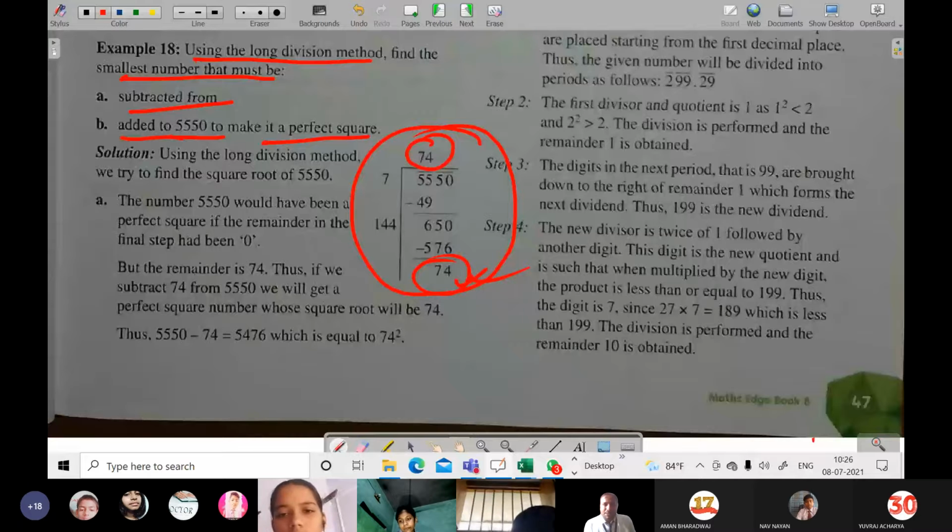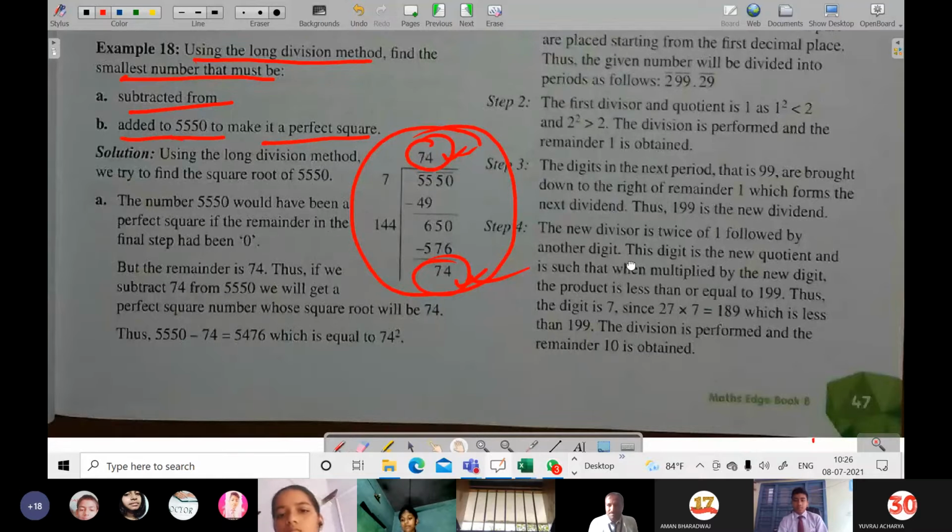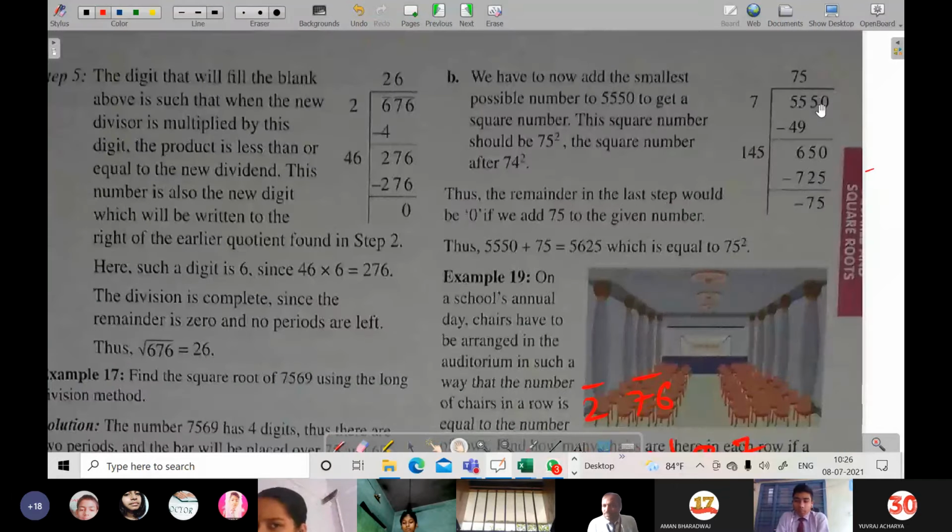Are you getting it? And what should be added? And when it is said added, then in that case, in place of 74, one bigger one we will take. As you can see over here, at the top, one bigger it has been taken, 75. So of course, what will happen in remainder? It will come negative number. What comes negative number, that must be added. Then only the remainder will become 0. Are you getting me?